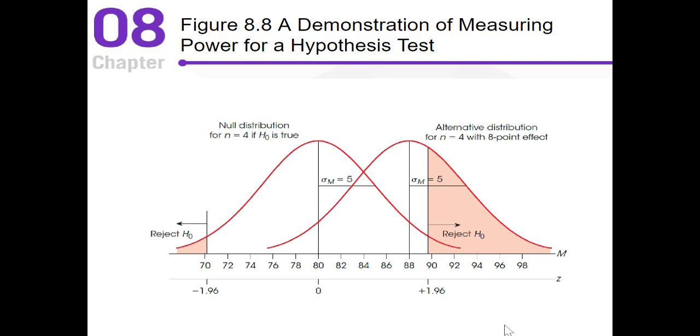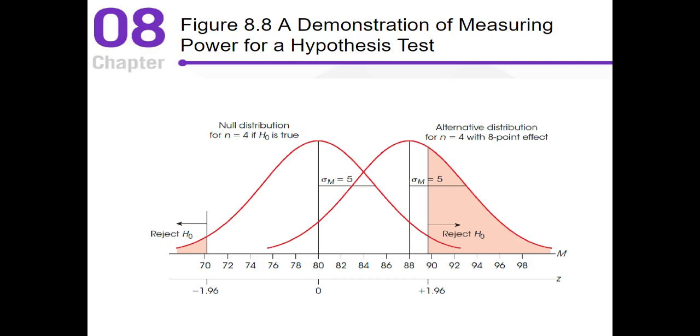Here's a distribution in figure 8.8 that shows how we can measure power for a hypothesis test. The distribution on the left, that's the distribution of sample means that would be expected if the null hypothesis were true. For the null distribution, the expected value is 80. The critical region is defined for this distribution as well.